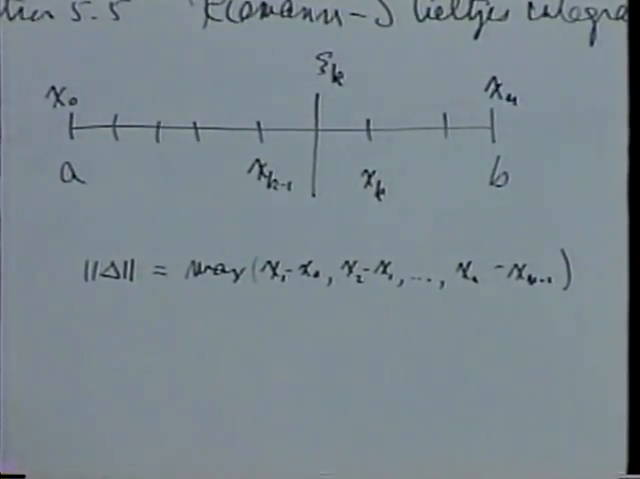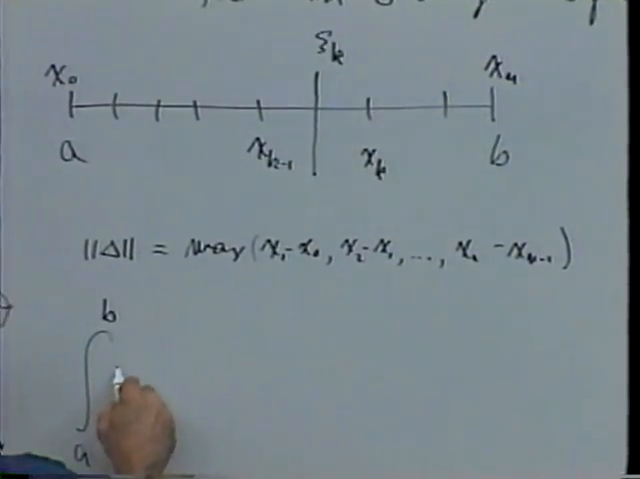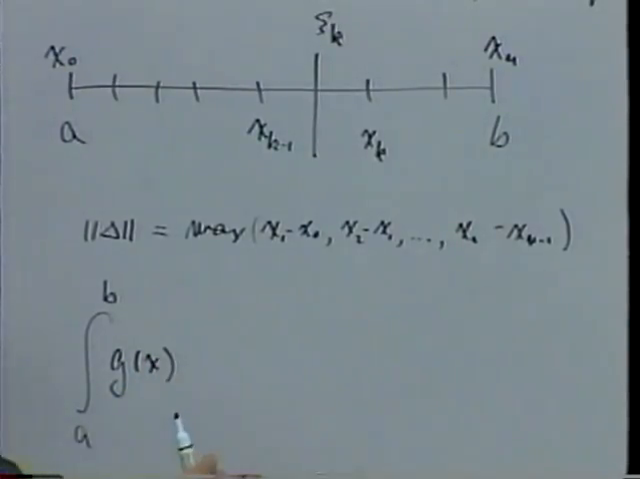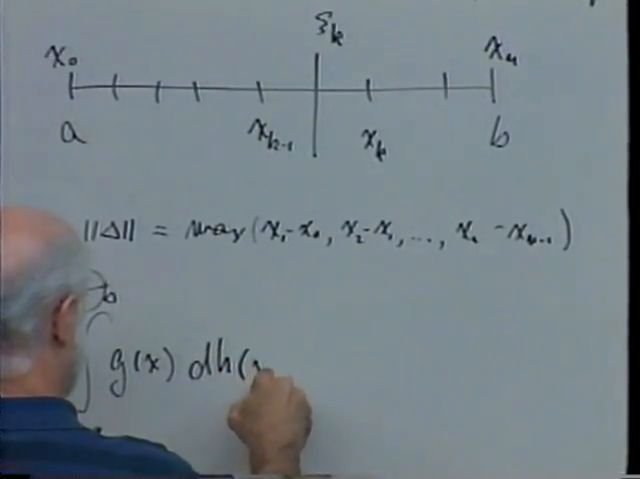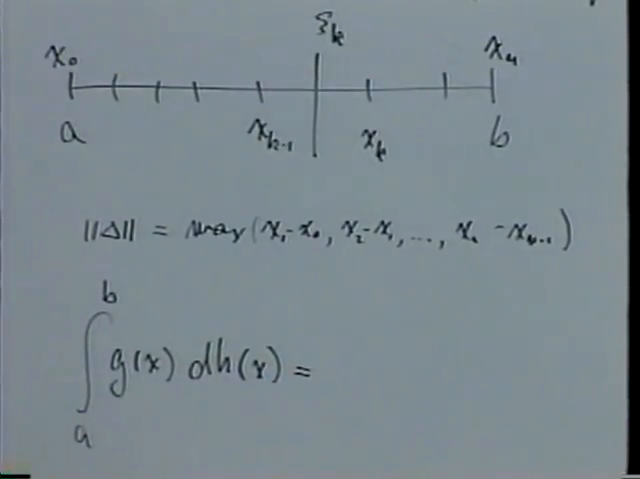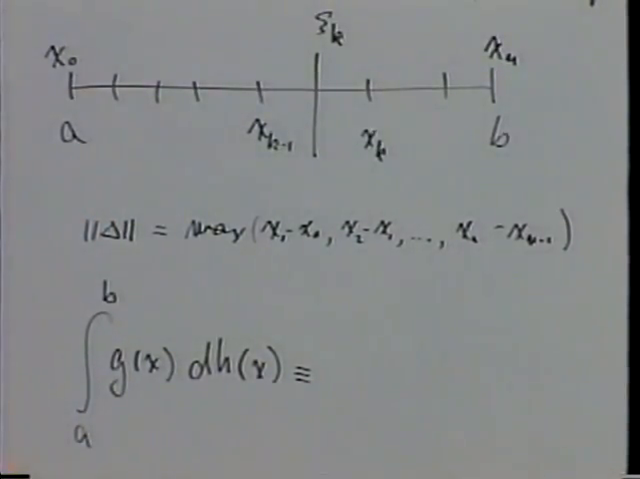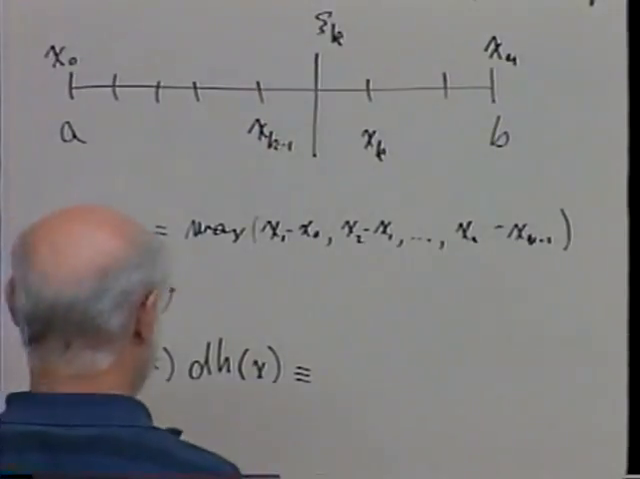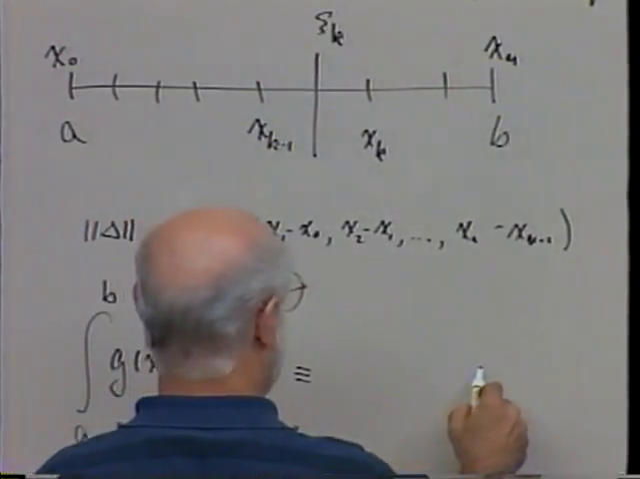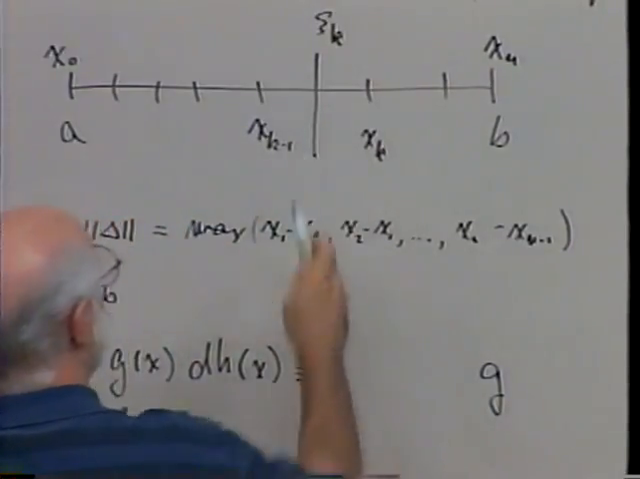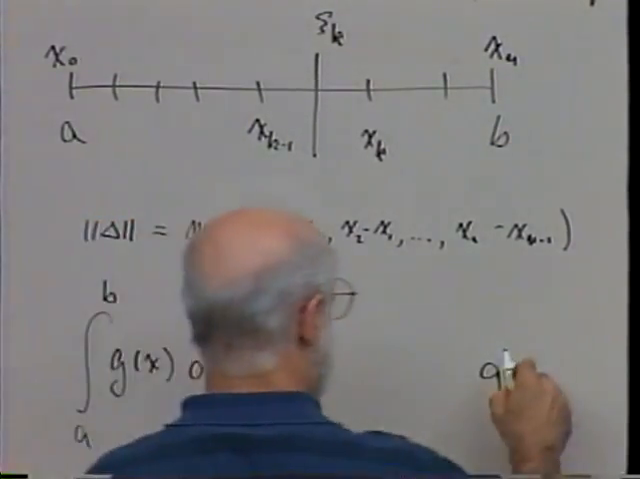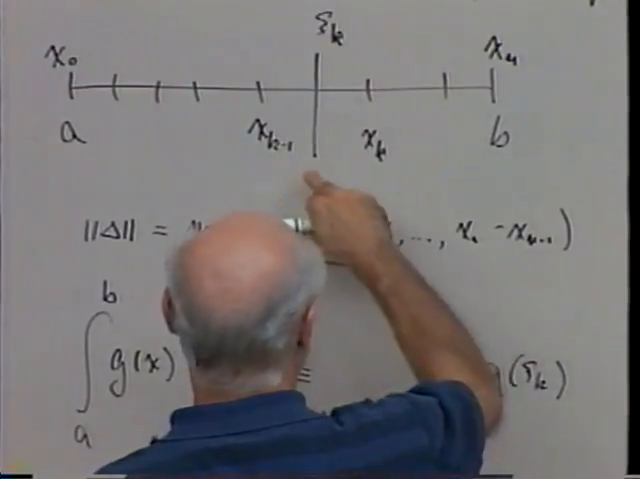Okay, now I'm going to define an integral in the following way. The integral from a to b of some function g of x with respect to some other function h of x. So this is g of x times the differential of h of x integrated from a to b. This is a definition now. What I'm going to define it as is this. I'm going to evaluate the function g at these intermediate points zeta. So that's this value here.